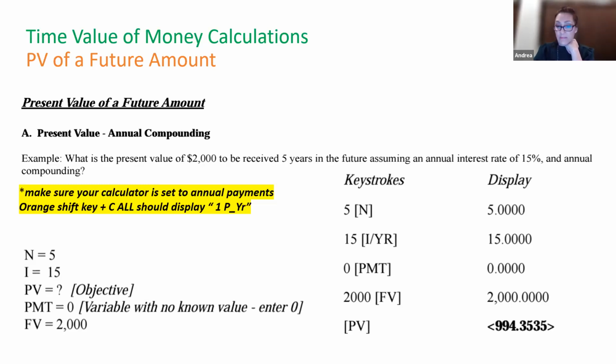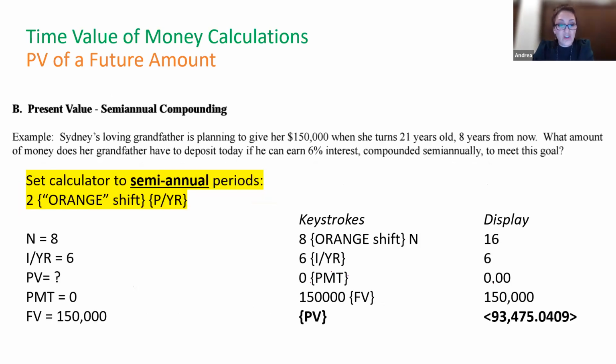Everyone good on that? All right. Let's practice changing it to semi-annual. So let's just read this question. Sydney's loving grandfather is going to give her $150,000. Woo, don't want to shortchange her. When she turns 21 years old, which is 8 years from now. How much money does her grandfather have to deposit today if he can earn 6% compounded semi-annually?